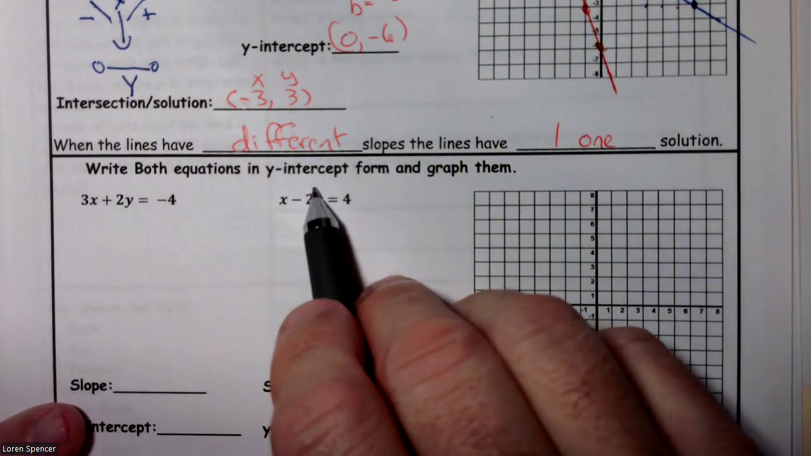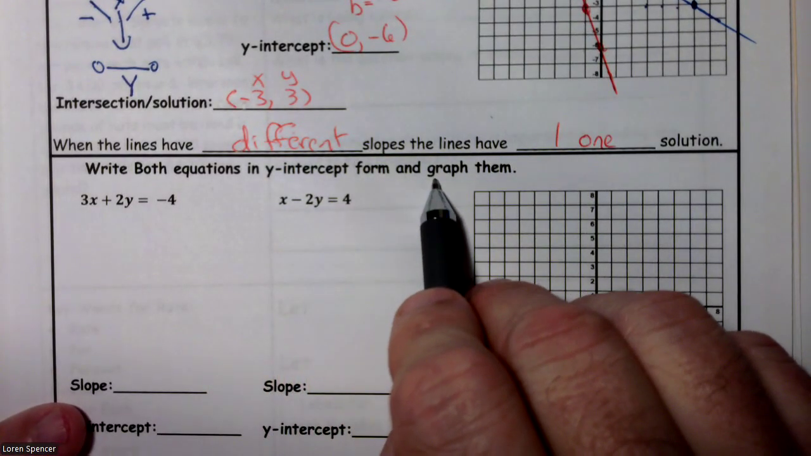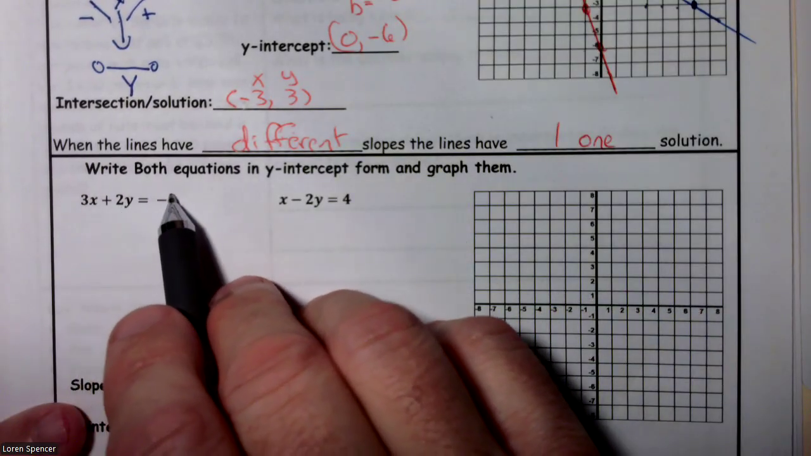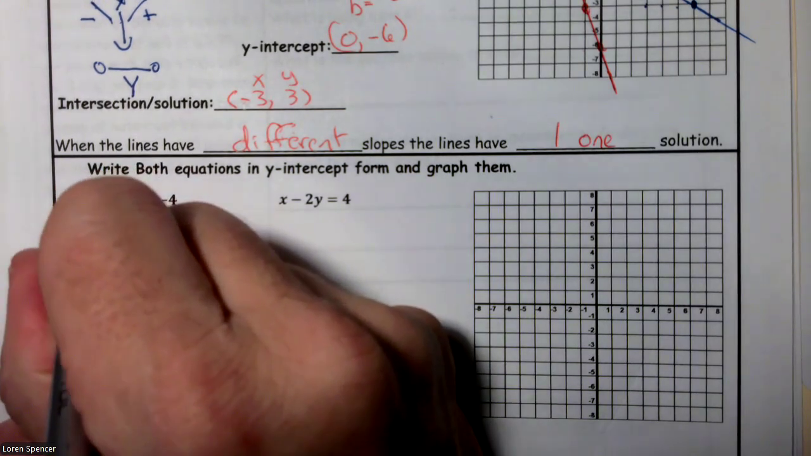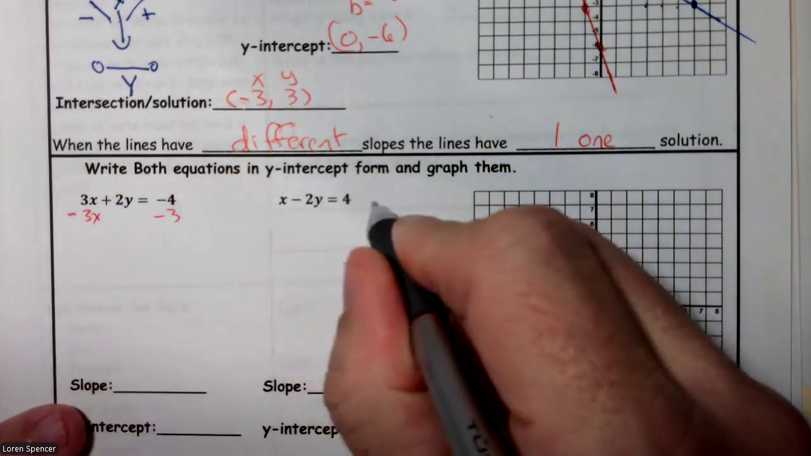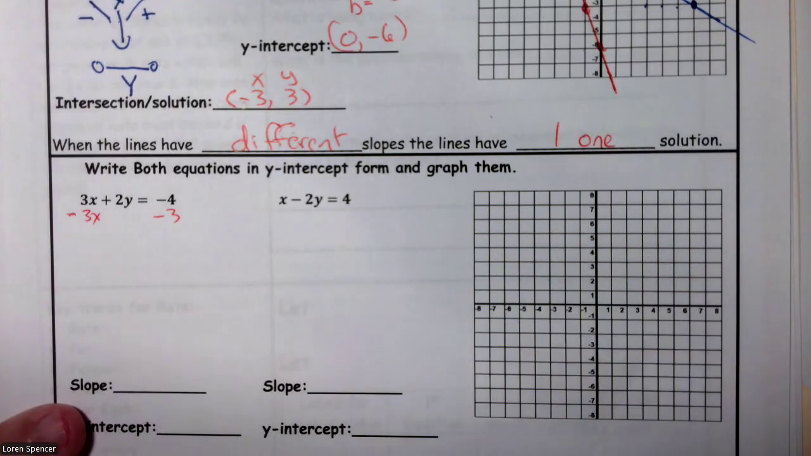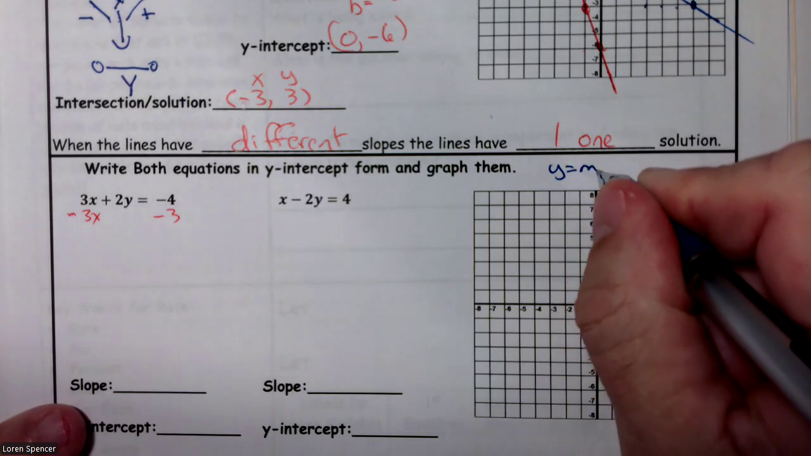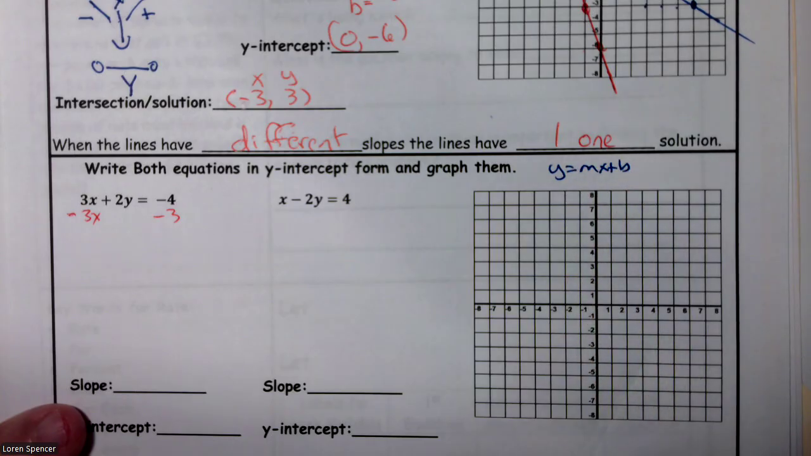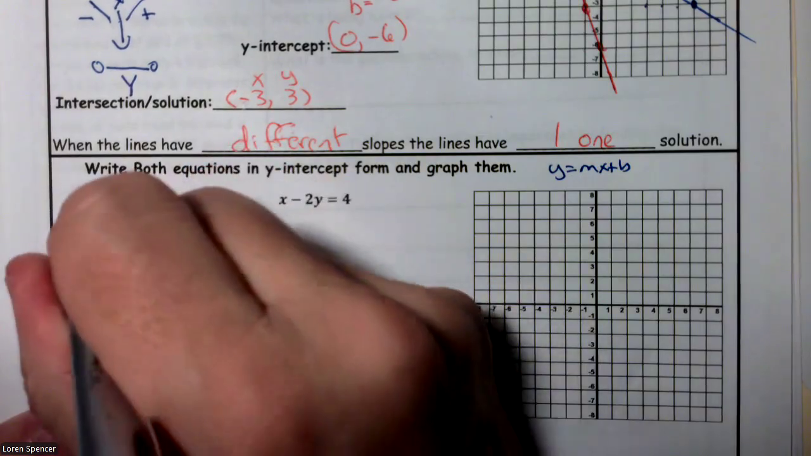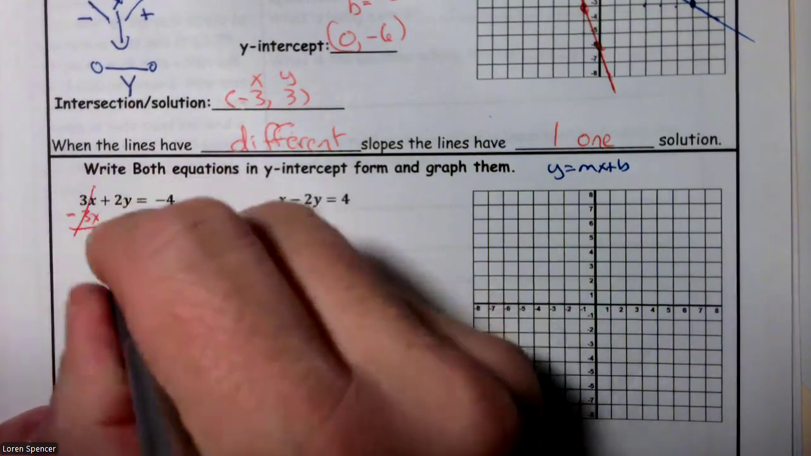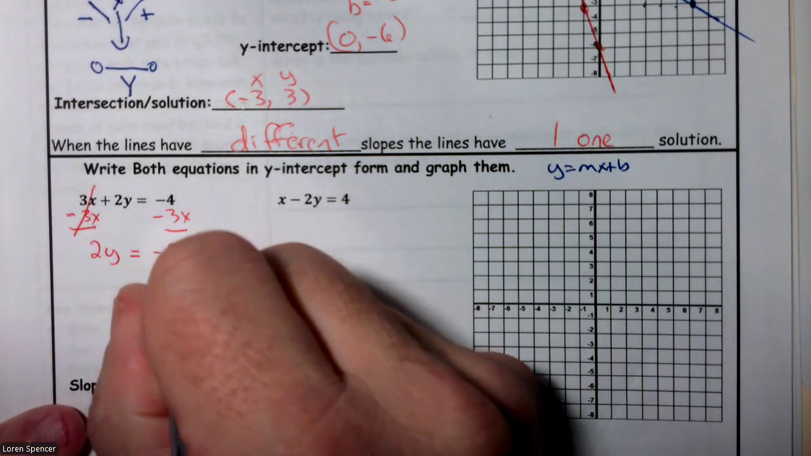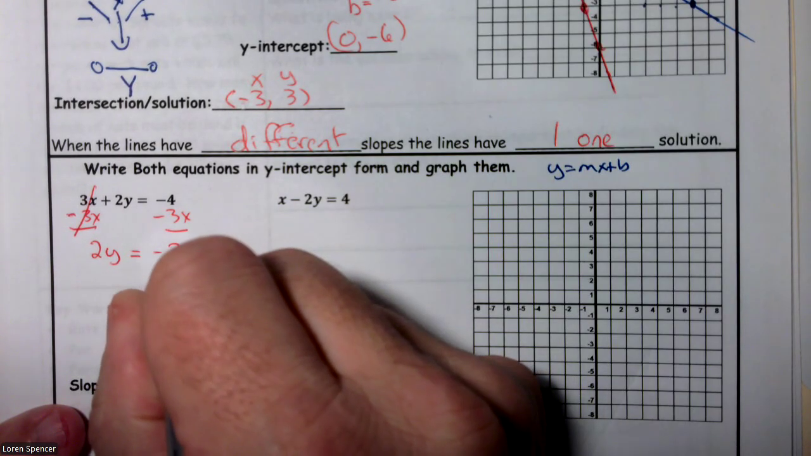Next thing, write both equations in y-intercept form and graph them. So first off, I need to rearrange these, which means I need to move this 3x to the other side. I'm going to do that by subtracting 3x because it says y-intercept form. So basically they're saying, hey, we want it to look like y equals mx plus b. This goes away, and now I have 2y equals -3x minus 4.